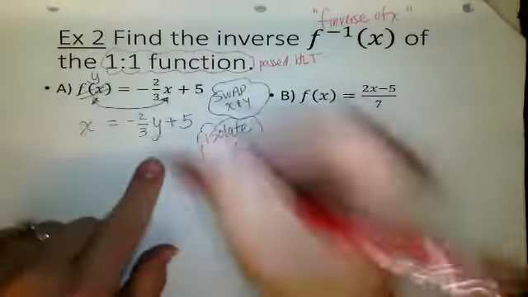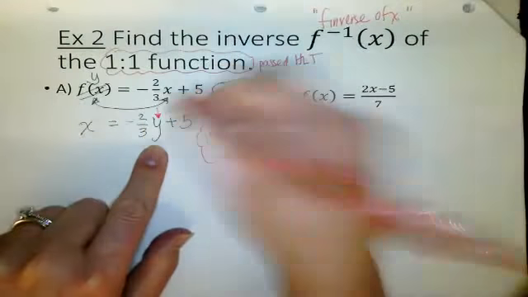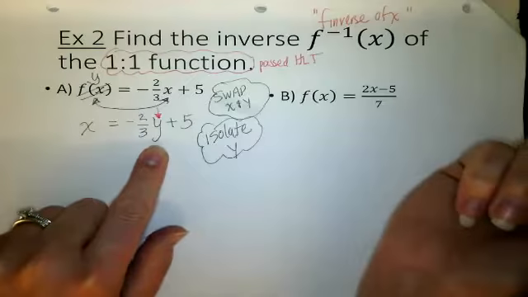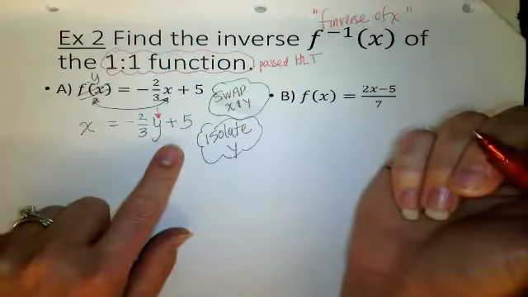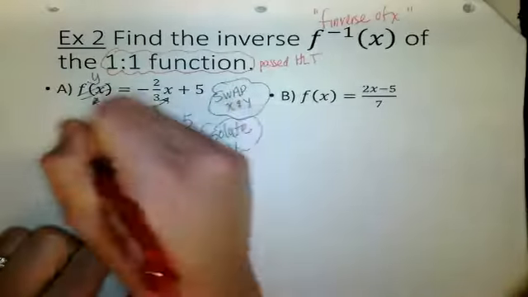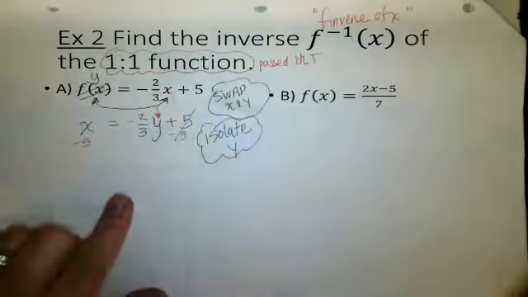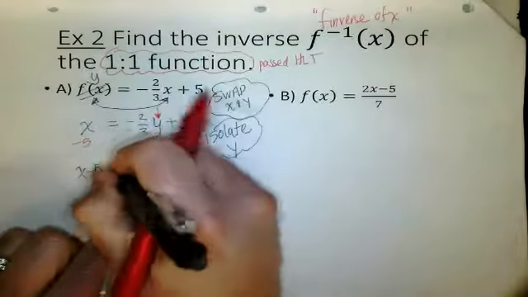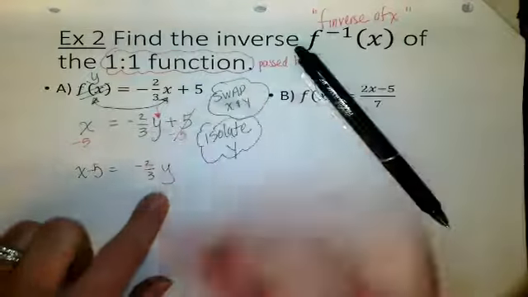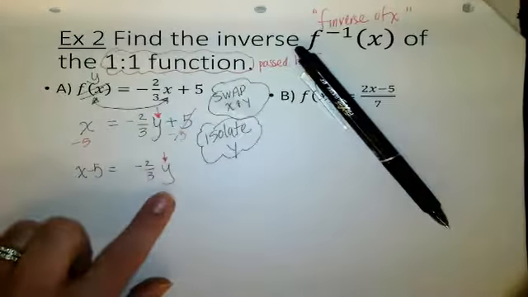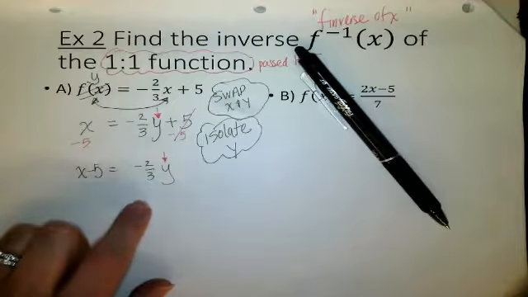All right, so I want to isolate this new y. So what should I get rid of first? What should we do? Subtract 5. Yes, I wasn't sure if I heard you right. Okay, subtract the 5. That's going to give me x minus 5 equals negative 2/3 y. Now again, how do I get the y by itself? What do I need to get rid of? The negative 2/3.